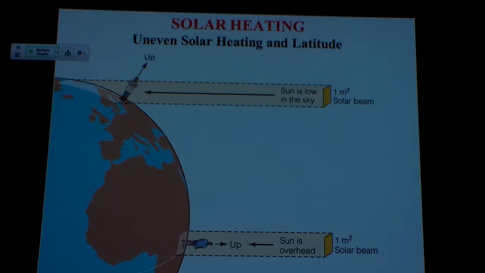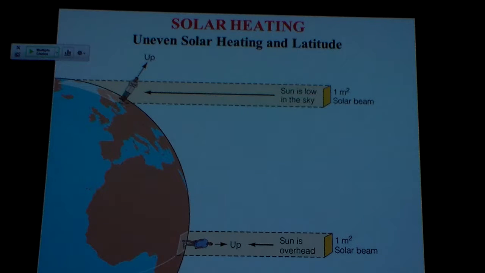But if I take that same square meter and it comes in closer to the poles, because of the curvature of the sphere, look at the area that it's going to be spread over. Way more than a square meter. So here, it's pretty effective. It's a one-to-one match. That square meter is getting nicely warmed up. Up here, this square meter of sunbeam has about 3 square meters of land to warm up. Much less effective.